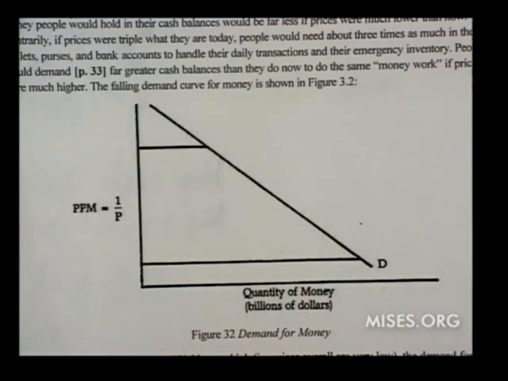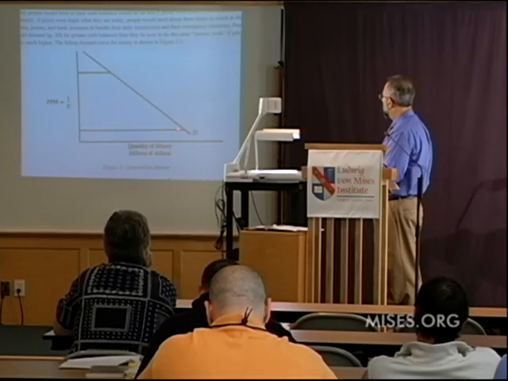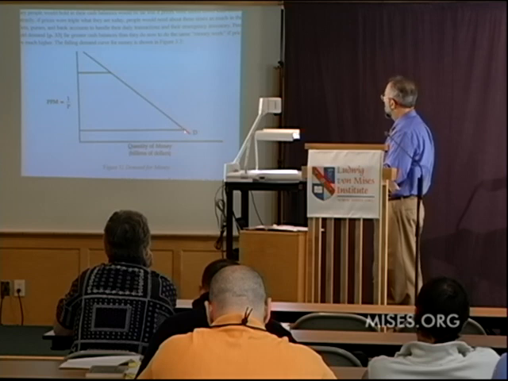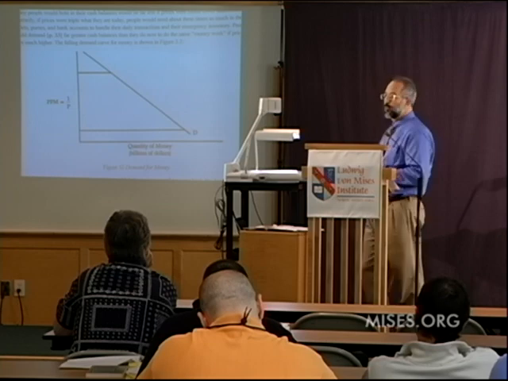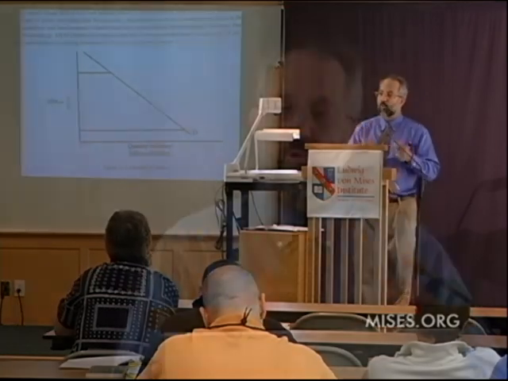So if the purchasing power of money is very low down here, meaning that prices are very high, okay, prices are very high when the purchasing power of money is low, then people are going to want to hold much more money, and I'll put figures in a moment, much more money than they would have if prices were low. If prices were low, they don't need to hold that much money because each purchase absorbs less money. So the demand curve slopes downward to the right.